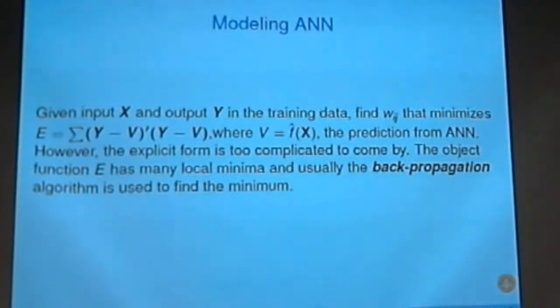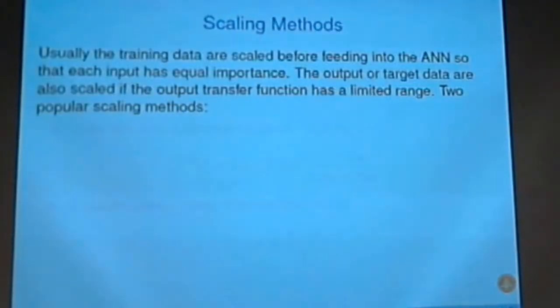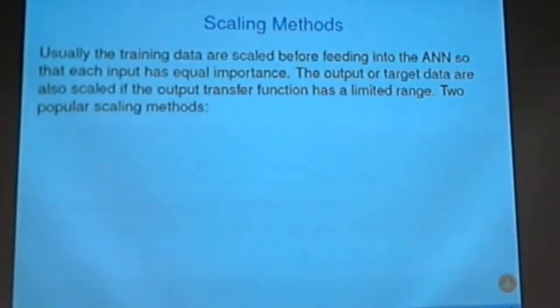Here are some algorithm details: the back propagation algorithm is used during the fit to find the minimum. We don't have to know what it is. Usually the training data are scaled before feeding into the ANN, so that each input has equal importance. There are different ways of scaling. The output or target data are also scaled if the output transfer function has a limited range.